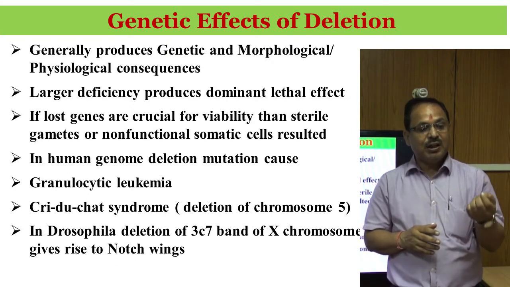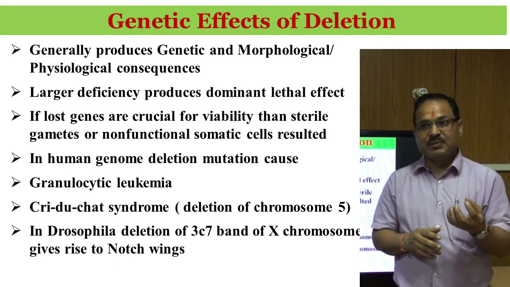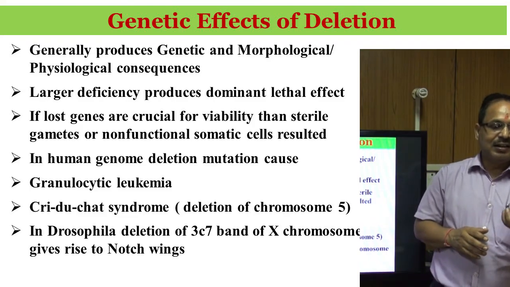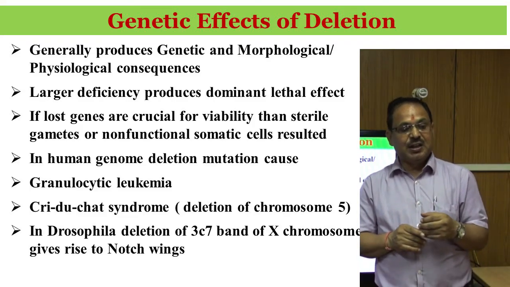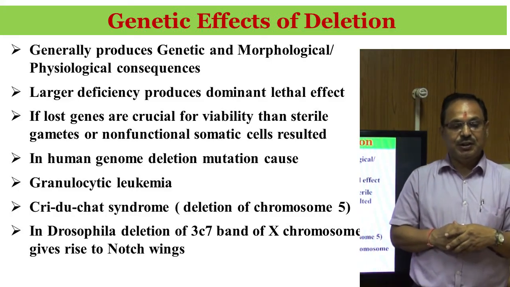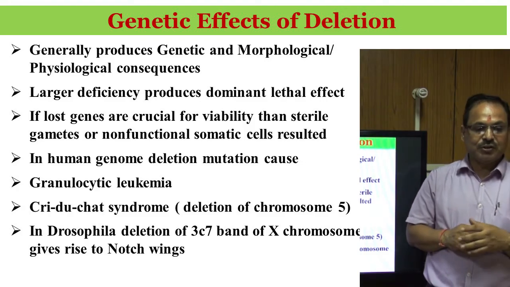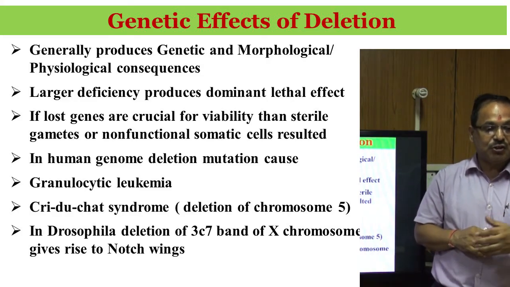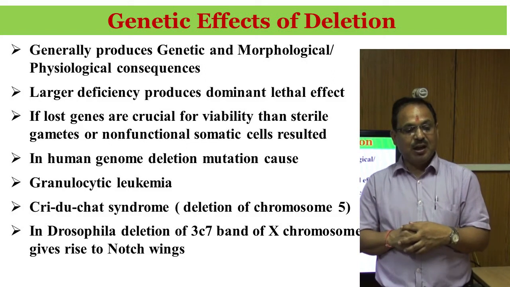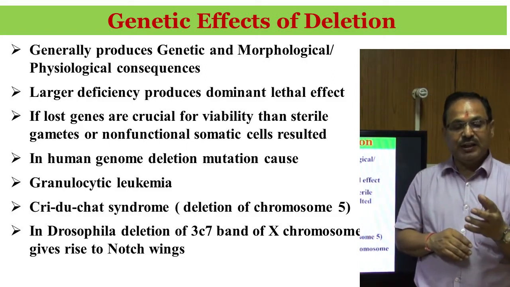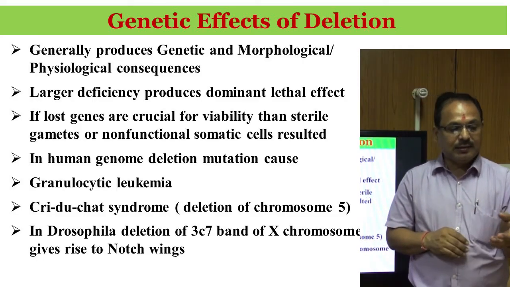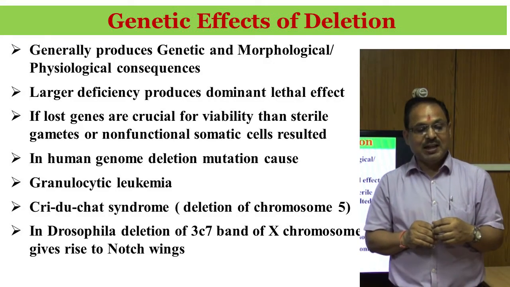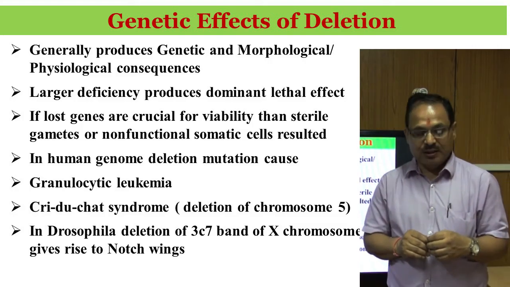effects. Next, if the loss of genes is critical, and some genes are very essential for viability, then in that case non-functional somatic cells result. In human beings, this genetic deletion is caused by mutation, and some characteristic disorders, you can say syndromes, take place, like Cri-du-chat syndrome, when deletion of part of chromosome 5 takes place. Another example is in Drosophila, when deletion of the 3C7 band of the X chromosome takes place, it gives rise to the notch wing Drosophila.